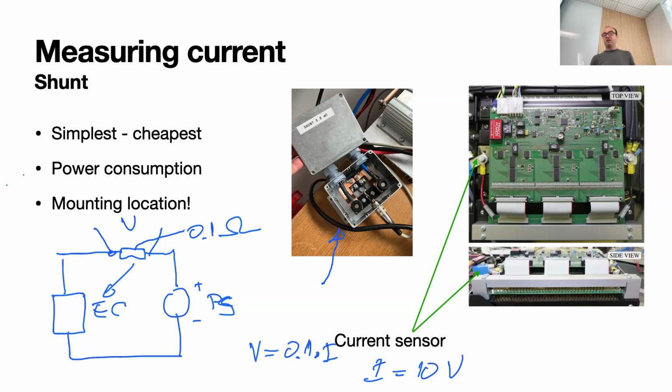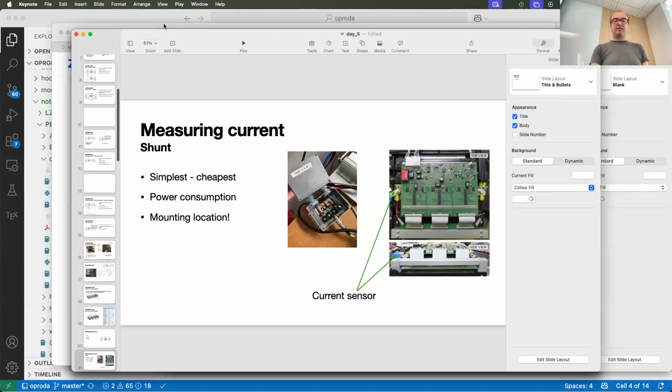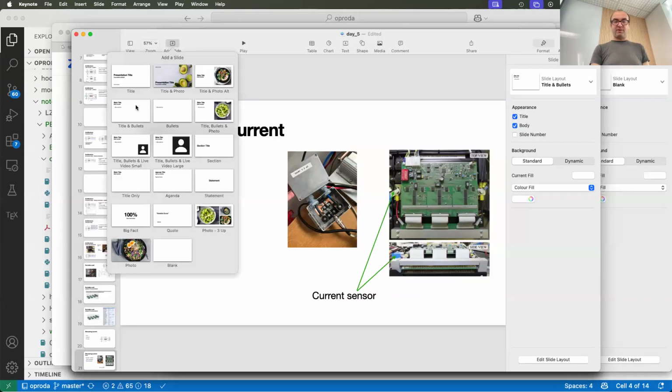The only con is that we are constantly losing 0.1 squared times I watts of power. So we have some loss of power constantly. There is another thing: regardless of how we measure current, where do we measure the current formally? I'm going to add an additional slide because this caused us quite a lot of trouble.